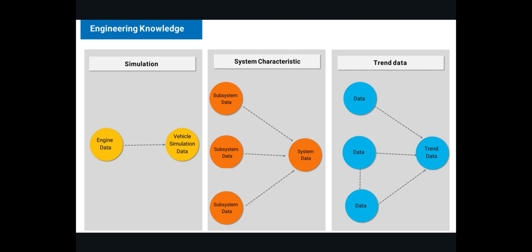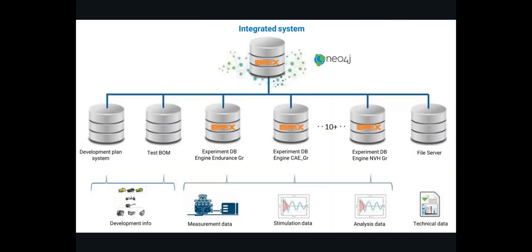Also, the efficiency of frequent tasks can be improved by automation. What's more, relation of behavior data is used for systems engineering. So, engineering knowledge is relational data with great potential. We also use the graph database as the core of our system integration.